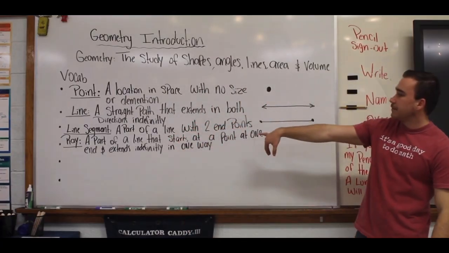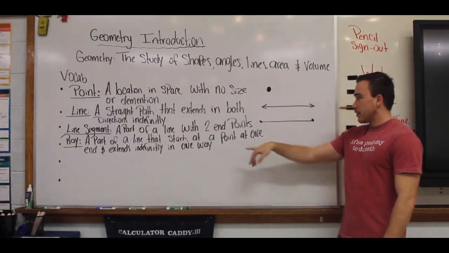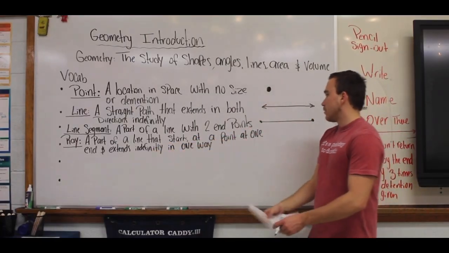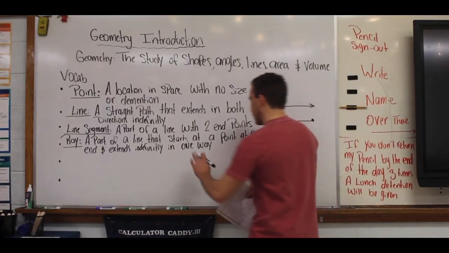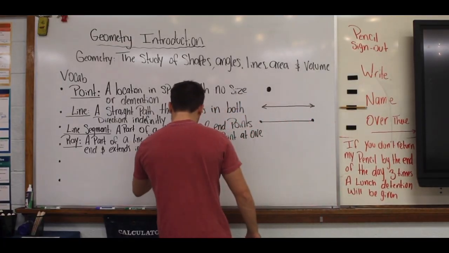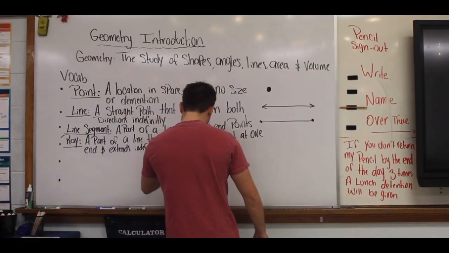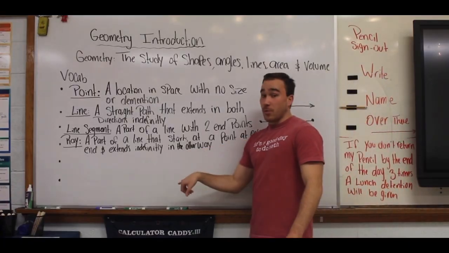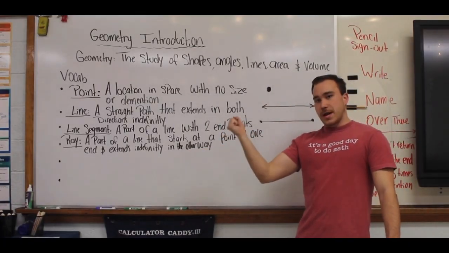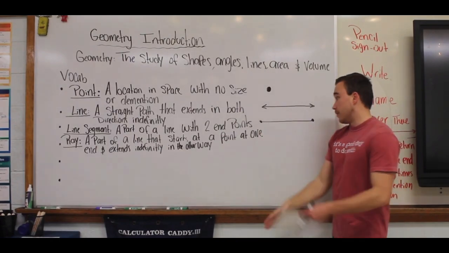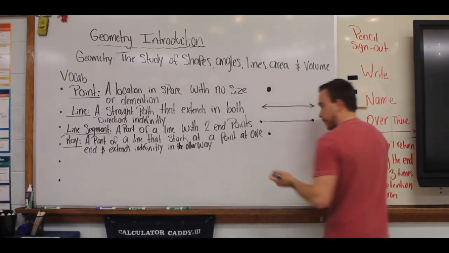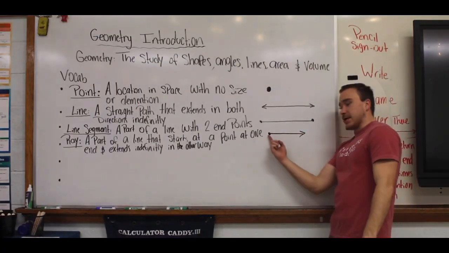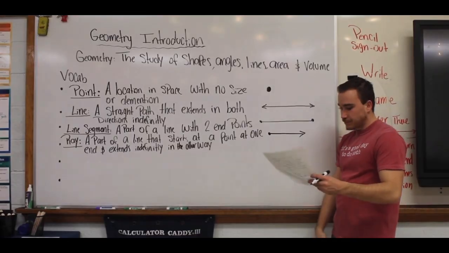Alright, so a part of a line, so we know there's going to be a straight segment that starts at a point at one end and extends indefinitely in, let me say, the other way. I like that better. So it starts at one point at one end and extends indefinitely in the other way. So one point on one end, and the other end has an arrow. We can show that by one point, then a line, and then an arrow. So this is where the line starts, and it goes on forever.